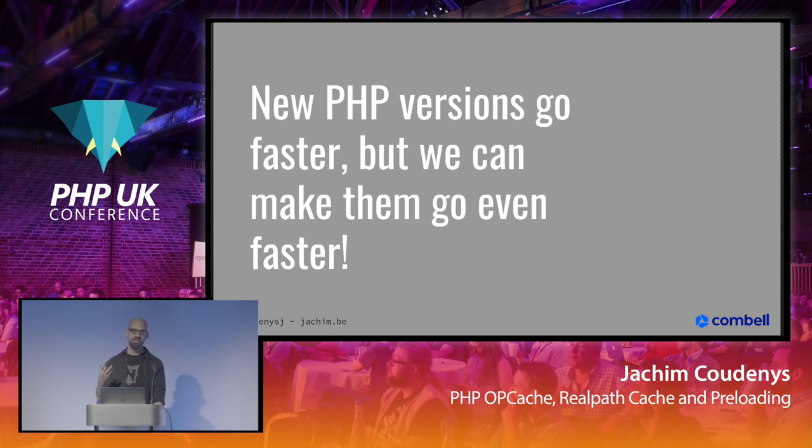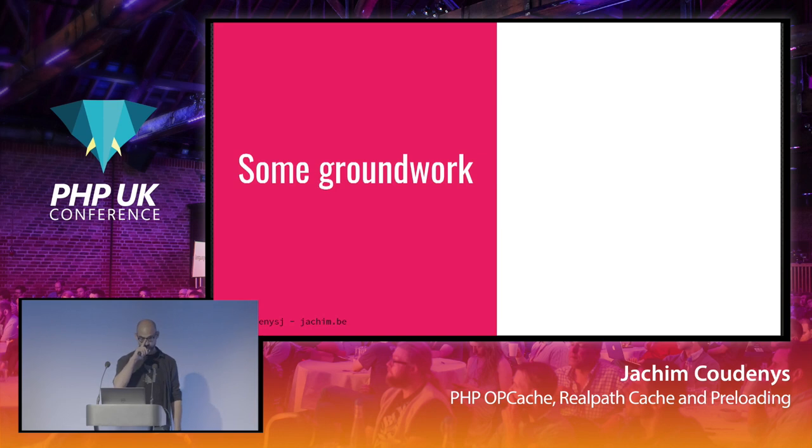If we take a new version, they figure out some way of doing memory management a bit better, so we get faster PHP versions. We saw that from 5 to 7, and every minor version since 7 got a little bit faster. So we have that straight out of the box, but we can also improve it even more just by fine-tuning the settings of these new features. So first, some groundwork.